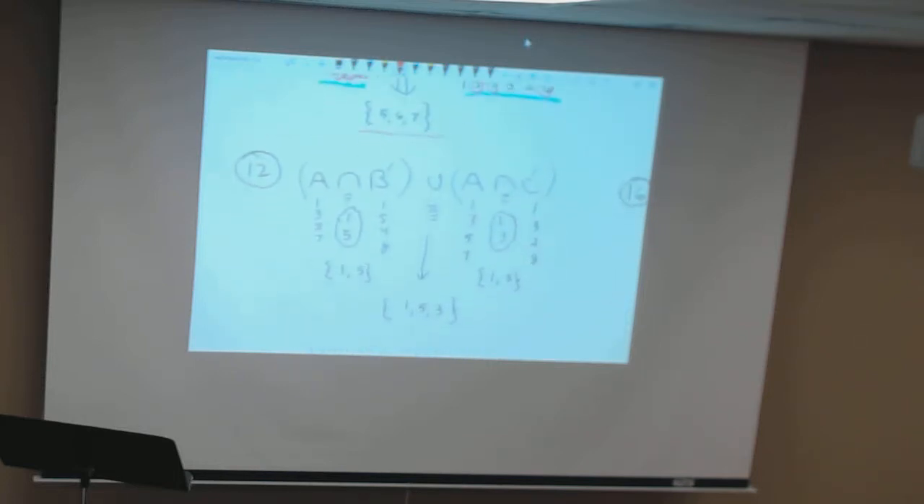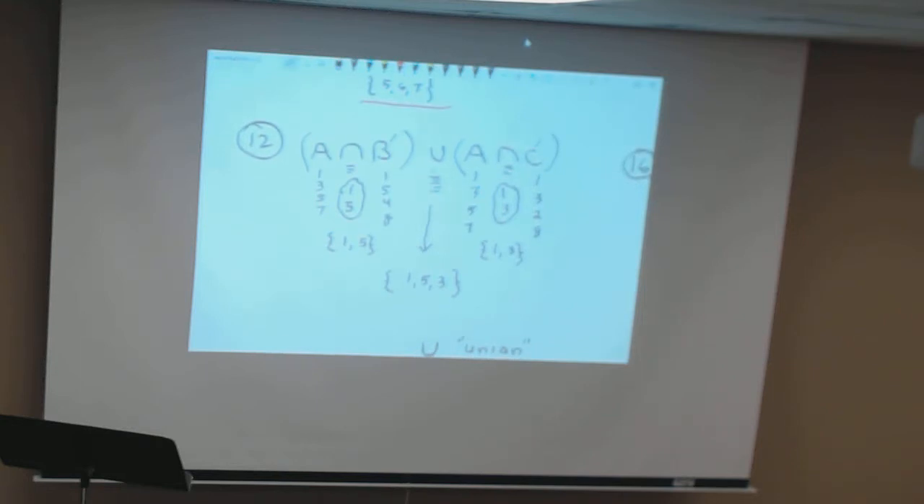Okay, let's go to number 12. Number 12 says A intersect B prime union A intersect C prime. This has a whole bunch of problems packaged together. So what's A? Look at the picture. Put your finger on A, and what numbers did you just touch? 1, 3, 5, 7?